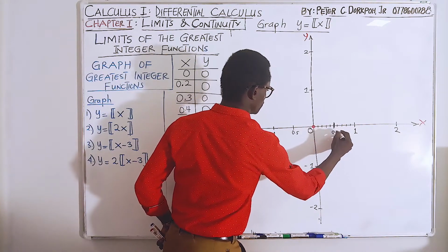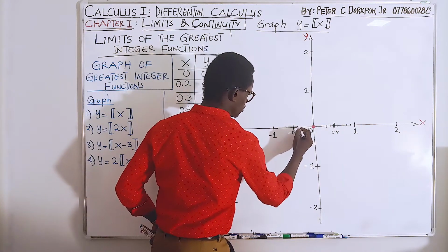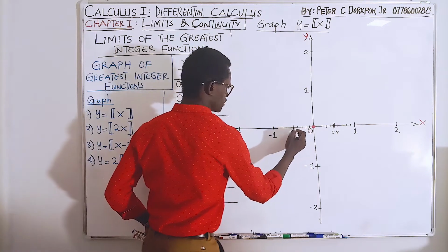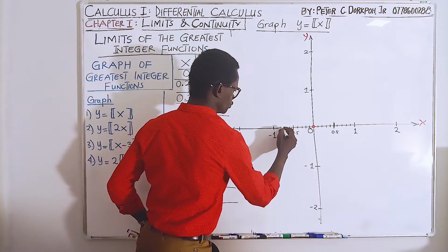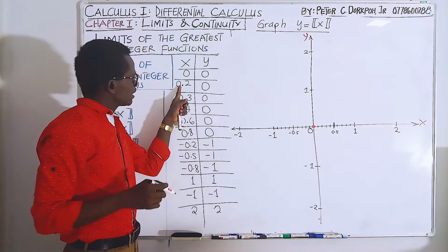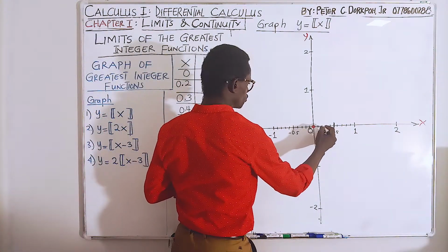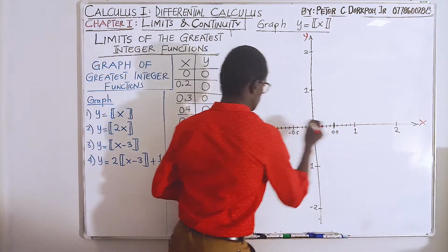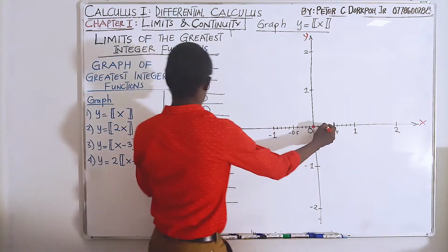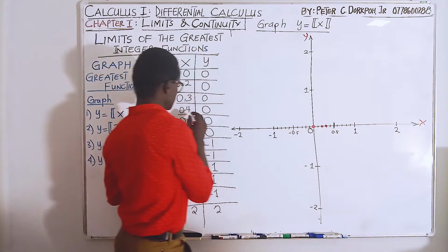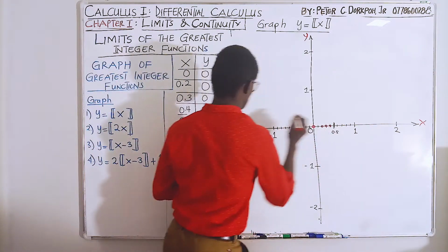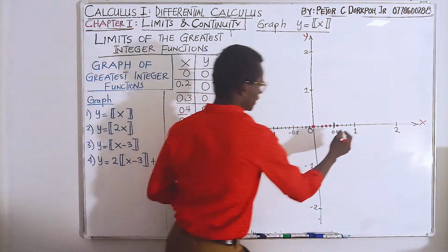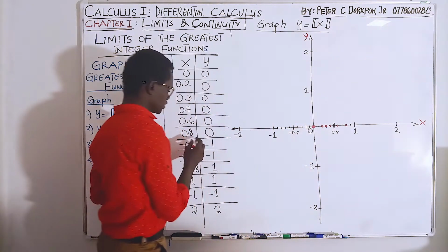Between here is 0.5, so this is negative 0.5. So this one now, 1, 2, 3, 4. 0.1, 0.2, 0.3, 0.4, 0.5. So it's also 1, 2, 3, 4, and so forth, right? So when x is 0.2, y is also 0. When x is 0.3, y is also 0, so it remains here, right? When x is 0.4, y is also 0. When x is 0.6, y is also 0. When x is 0.8, y is also 0, right?